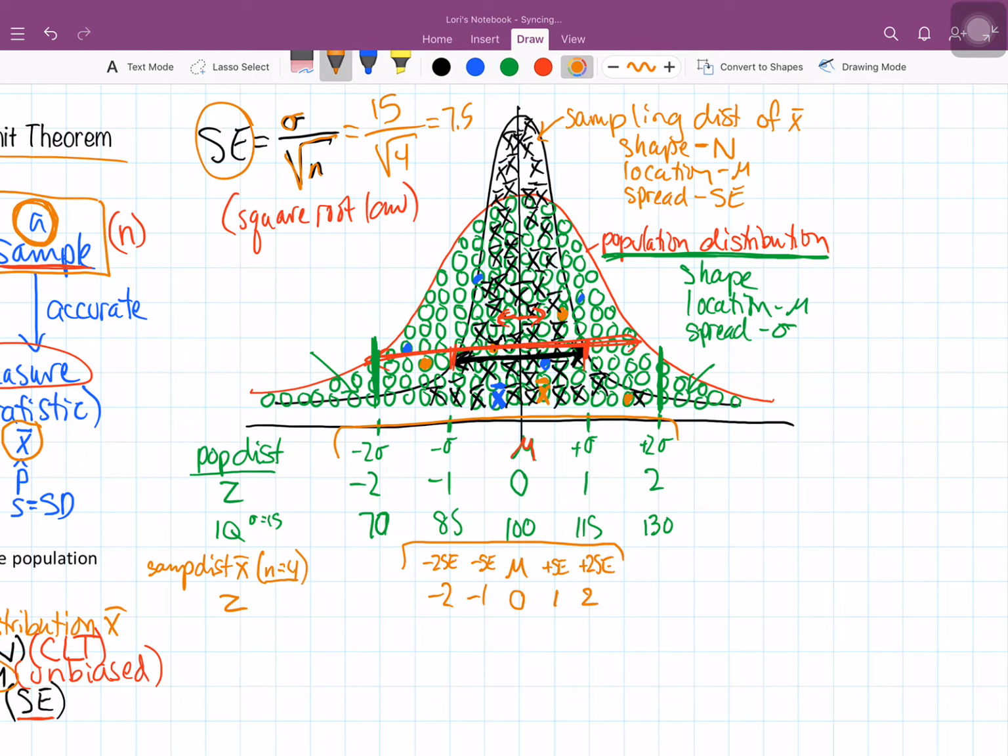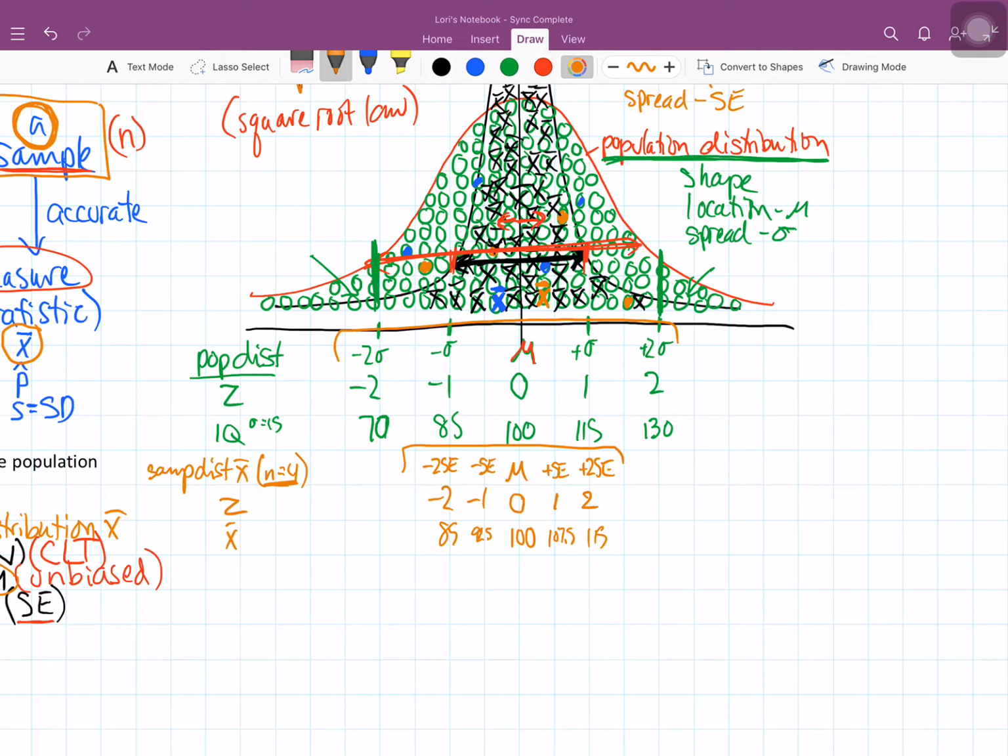So let's go ahead and show what that would do for our actual sampling distribution of the means. The mean of the means is, again, 100. Remember, the location is the mean. The spread is determined by the standard error. So plus 1 standard error is plus 7.5, so 107.5. Plus 2 standard errors is 115. Minus 1 standard error is 92.5. And minus 2 standard errors is equal to 85. So you can see that with a sample size of 4, we now have a different distribution than the underlying population.